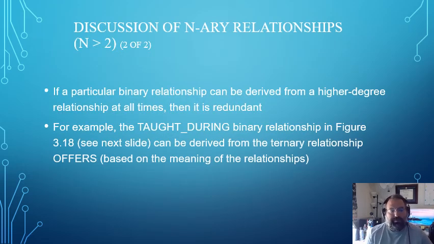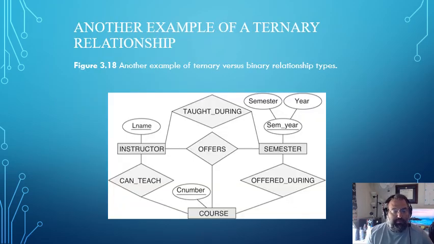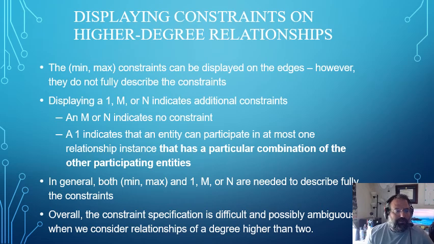Discussion of n-ary relationships. If a particular binary relationship can be derived from a higher degree relationship at all times, this is redundant. For example, the Taught-During binary relationship in figure 3.18 on the next slide can be derived from the ternary relationship Offers. So here's the basic idea: Taught-During and Offers are kind of redundant, and a general rule of thumb is, if you have two things connected together that are very similar to the same thing, it's probably redundant.